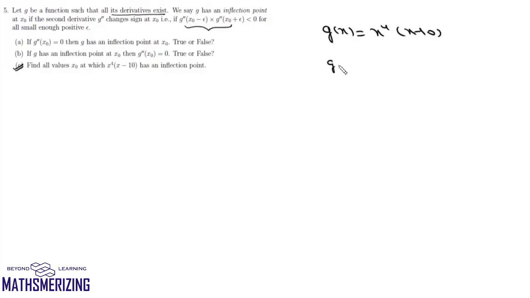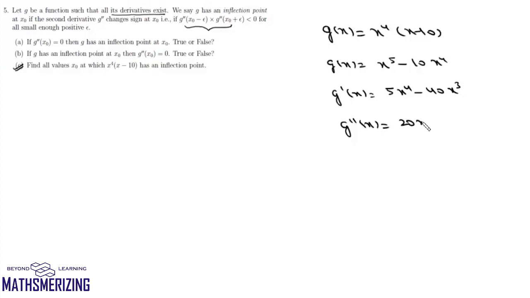We can write g x as x to the power 5 minus 10 x to the power 4. Now g dash x will be 5x to the power 4 minus 40x cube. And if we find its second derivative, g double dash x will be 20x cube minus 120x square. Now we can take 20x square common. Now here it will be x minus 6.